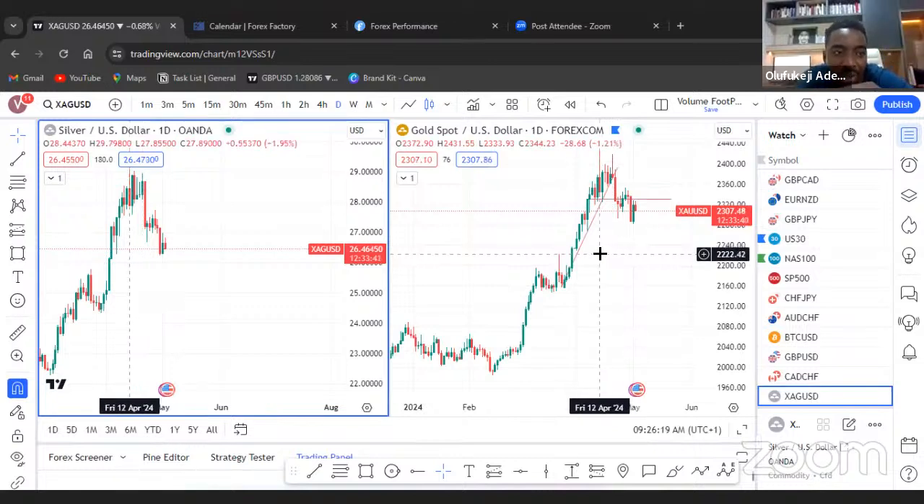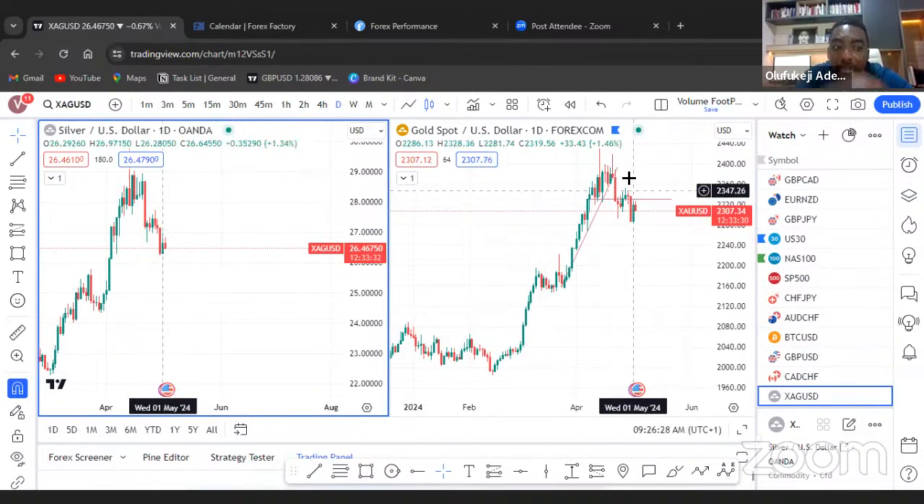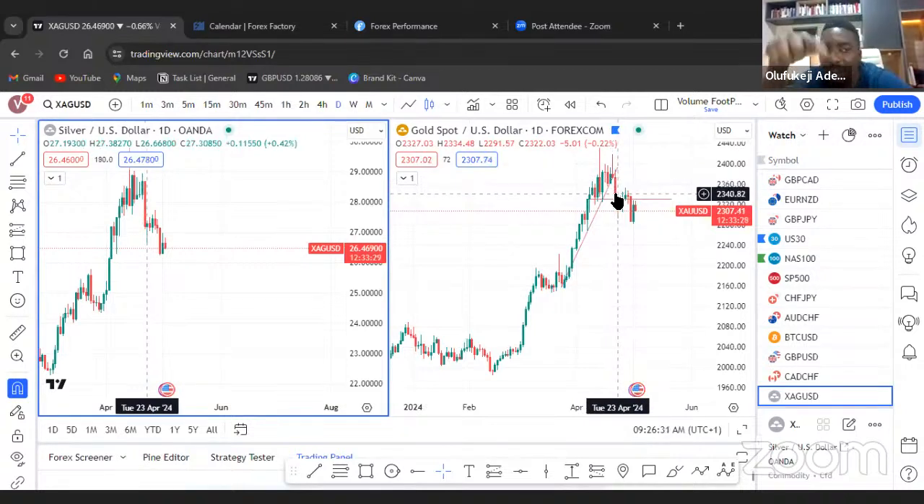For example, there's a fair value gap on silver at 28. There's a fair value gap on gold at 2,340. Now, it's not looking like silver wants to close its fair value gap, and so gold too may not close its fair value gap. So this is how I use them.